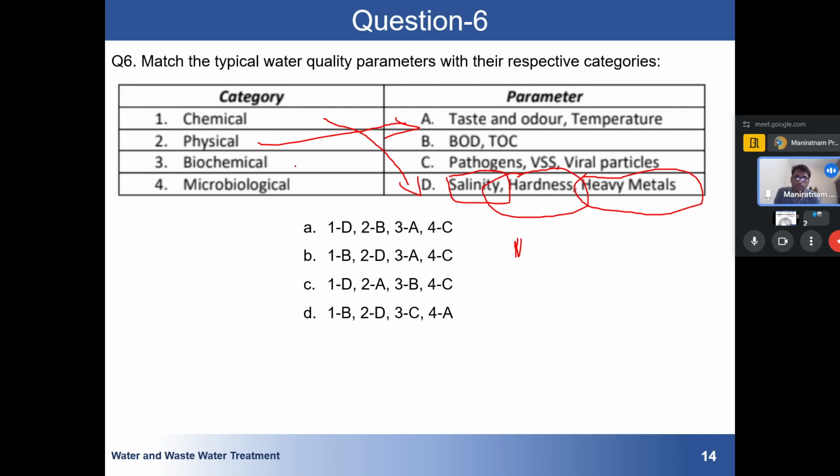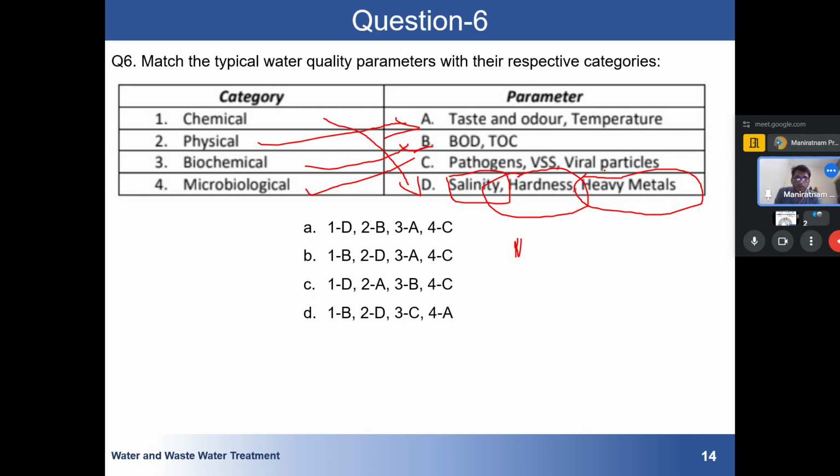Okay, then there is this biochemical, which we have already discussed, that is to remove BOD, COD, TOC. TOC is total organic carbon, and BOD is biological oxygen demand. What happens is that we use some kind of organics and all these things which we have already discussed. Then the last thing is microbiology, that is related to pathogens, volatile suspended particles, or viral particles.